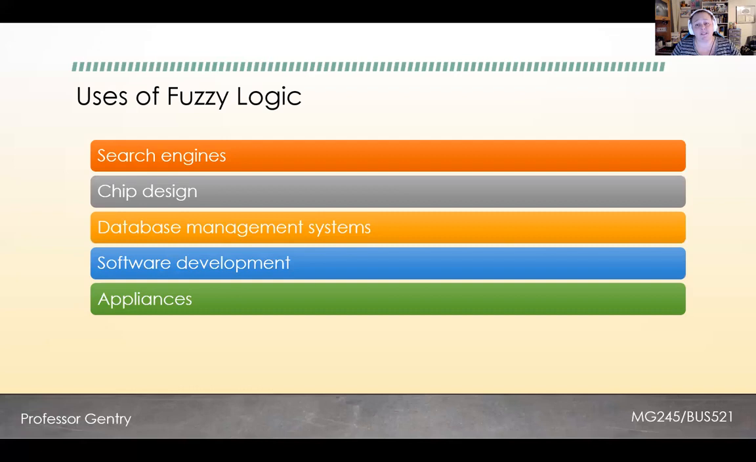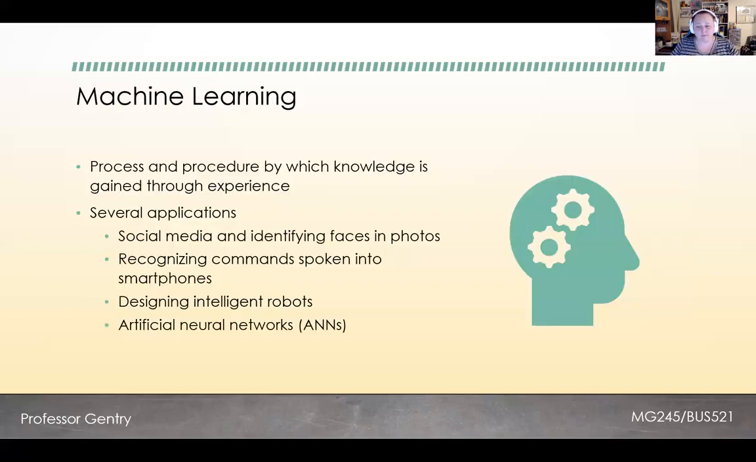There are many places where fuzzy logic is used. Some of them include search engines, chip design, database management systems, software development, and appliances. If you think about it, you can have dryers that will automatically determine load size, amount of hot air necessary, and even drying time. Smartphone cameras can eliminate shakiness in your image. It will also autofocus and adjust lighting automatically. These are some of the more common uses of fuzzy logic in your everyday life.